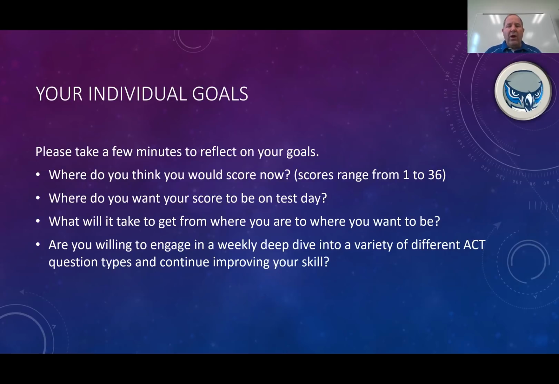Now, what will it take to get from where you are to where you want to be? You wrote down what your ACT score would be right now and what you want it to be. What do you think it's going to take? Let's say someone thought, I think my ACT score would be like a 15 right now, and I'd really like to get it to a 22. What do you think it would take? Write down a couple things. I'll give you like 30 seconds here.